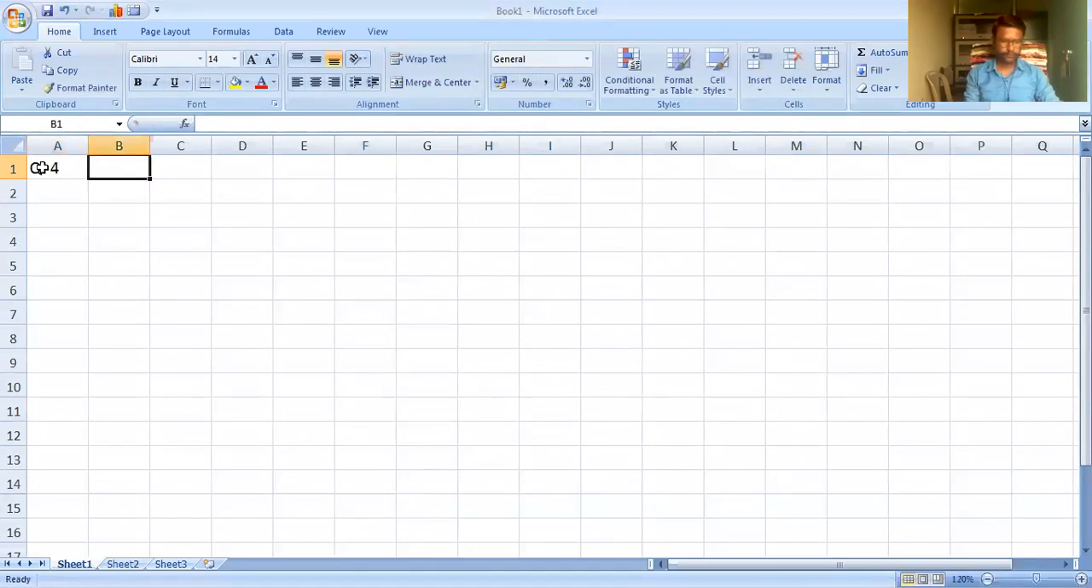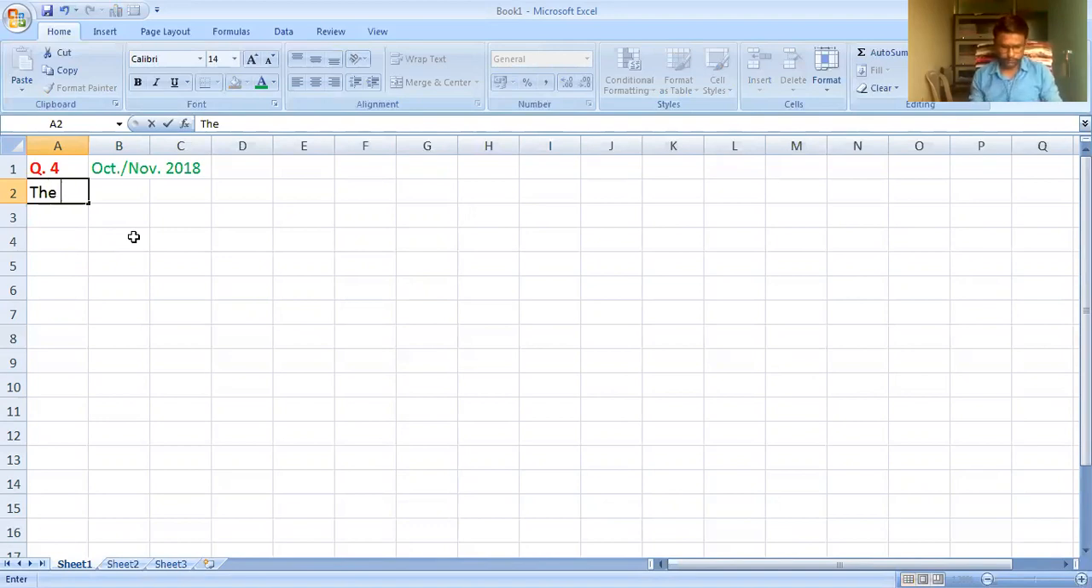Question number 4. This question was asked in the examination of October, November 2018. The question is: Meena Limited issued for public subscription 80,000 equity shares of ₹100 each.